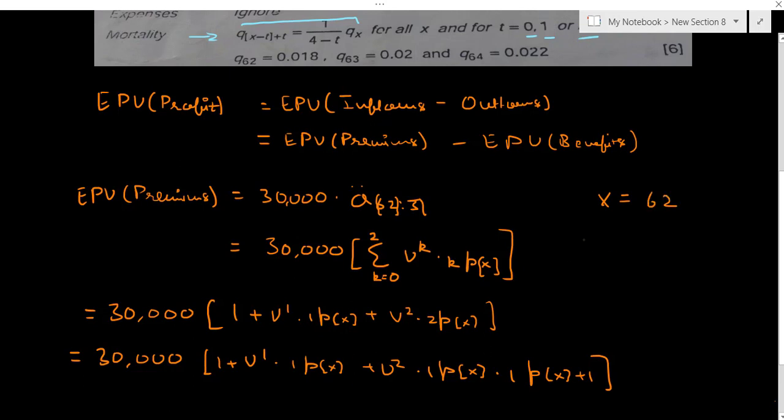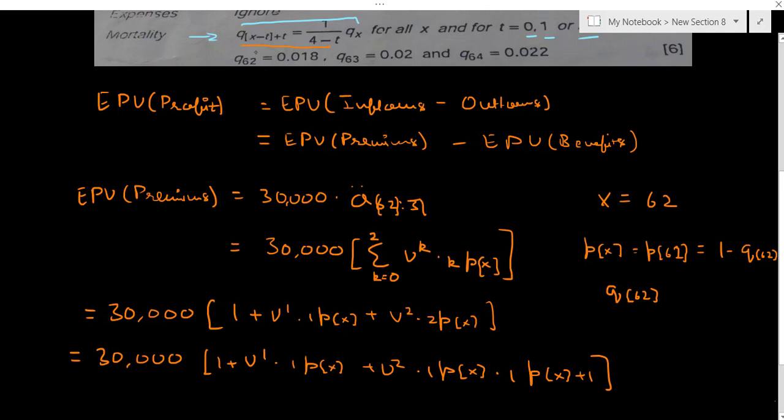So what I need is px, that is equal to p62. That is the first thing I need. Okay, and p62 is basically equal to 1 minus q62, and q62 would be equal to, we can find this using this definition here.